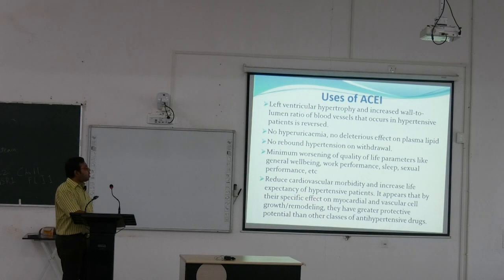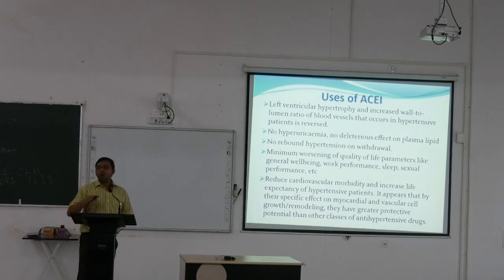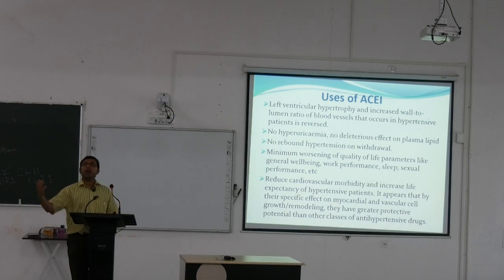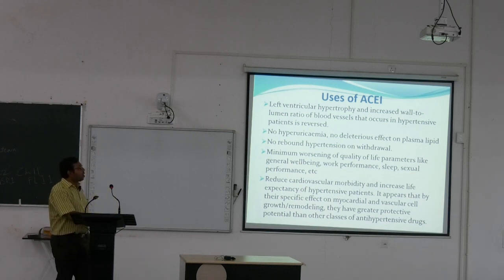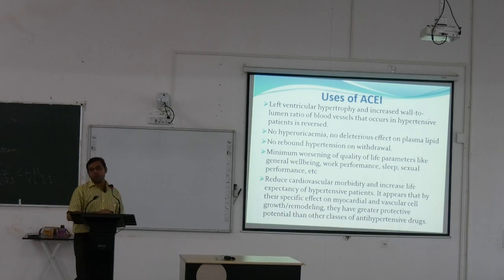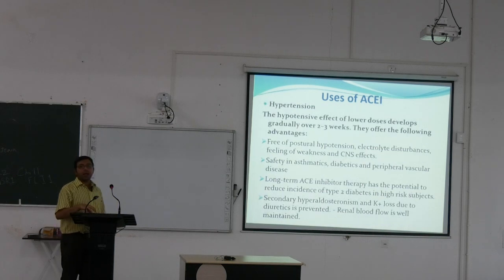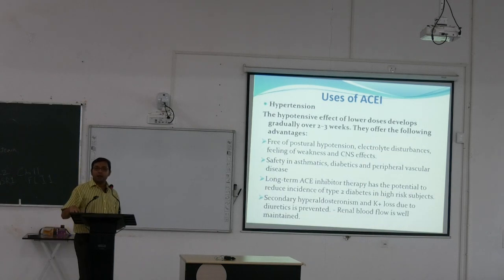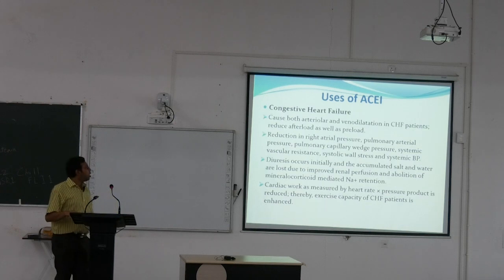It appears that this is by the specific effect on myocardial and vascular cell growth or remodeling. Because they are blocking the angiotensin converting enzyme, they are decreasing the remodeling, decreasing the hypertrophy, and ultimately there is greater protective potential than other classes of the antihypertensive drugs. That's why they are very much protective, they have survival benefit. So these points are the advantages of the ACE inhibitor over other agents in case of the hypertension.